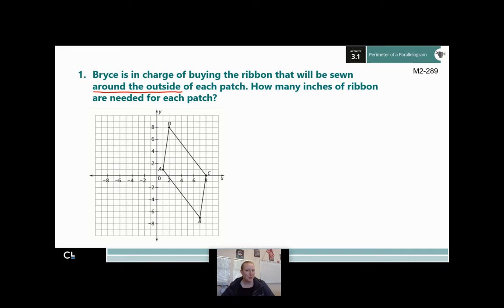You might want to find some coordinates. You might want to use some distance formula. It'll certainly help you out. So go ahead and hit pause to work this out and then hit play when you're ready to check your work.